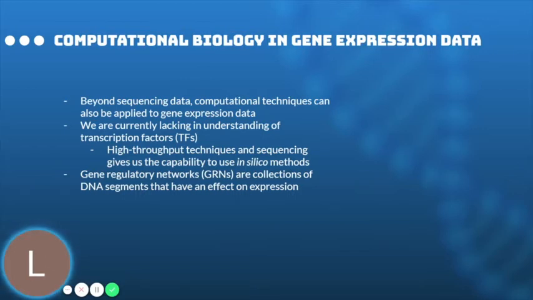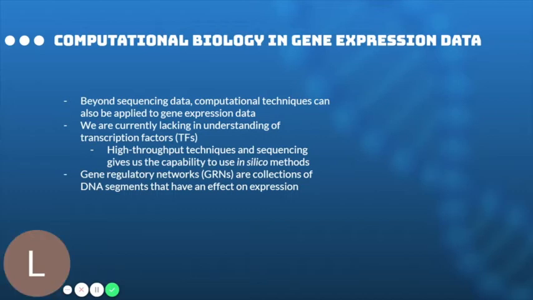So currently, we're actually lacking an understanding of transcription factors. We've identified about 2,000 in humans, but only really understand 500 or so. But we have the capabilities to produce large amounts of data, so we can do a lot of computational analysis at this point. One term to know is gene regulatory networks, abbreviated as GRNs.